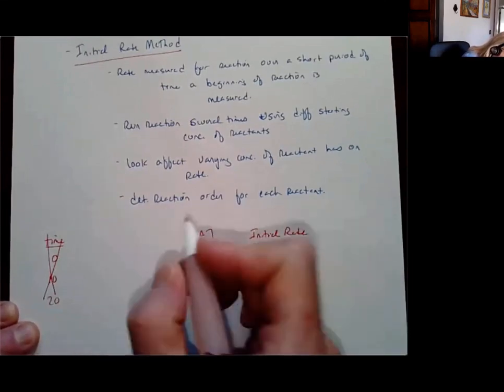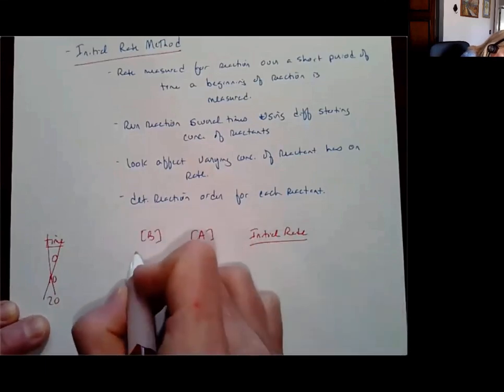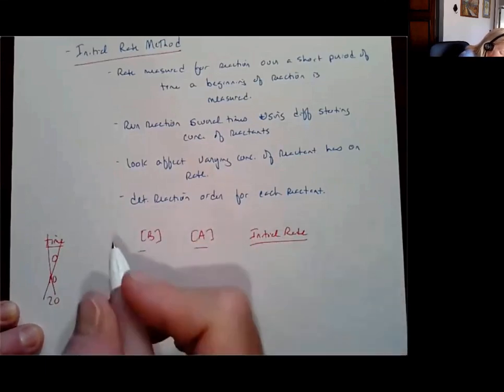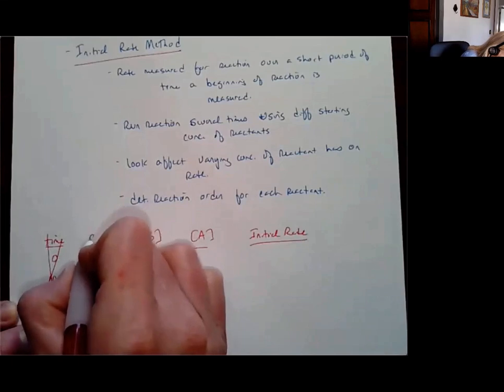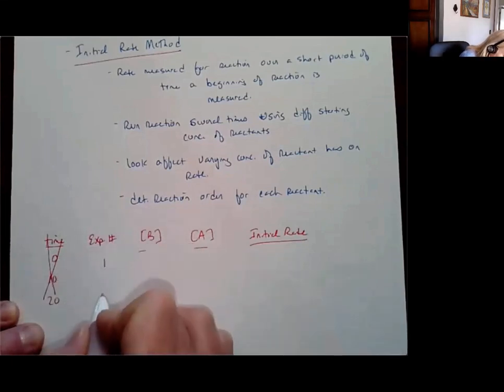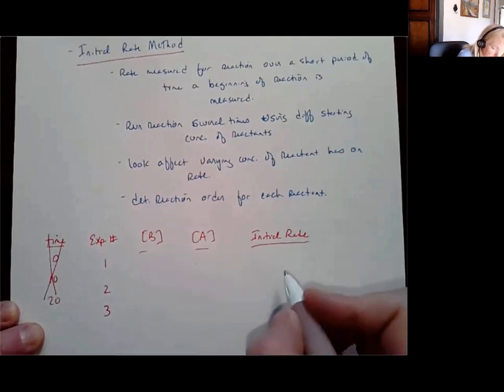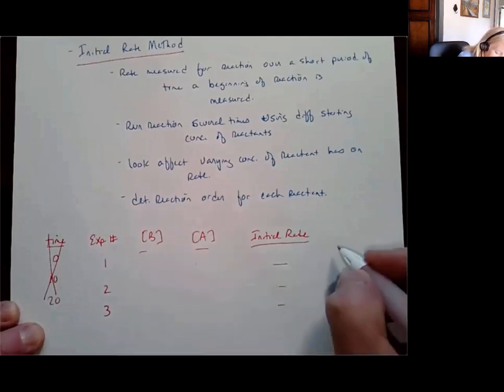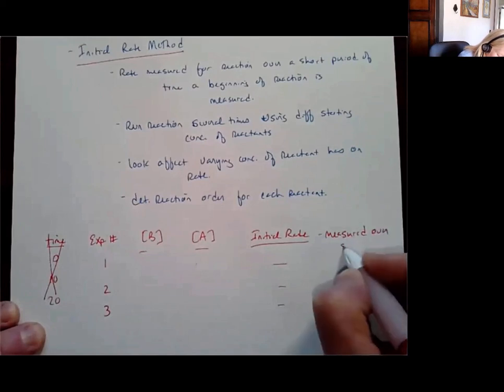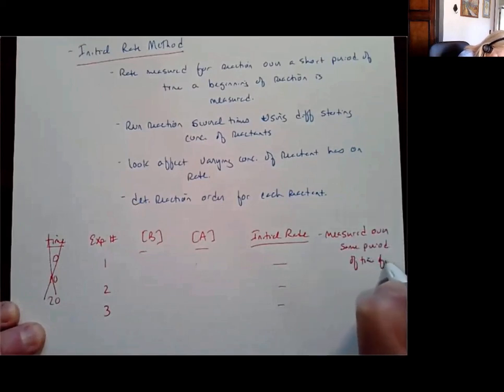So let's say I have 2 reactants, and I would have my initial concentrations of those, and I would have my experiment number. So maybe I'd run this 1, 2, 3 times. I'm going to vary my concentrations here, and I'm going to have some initial rate that I've measured over the same period of time for each experiment.